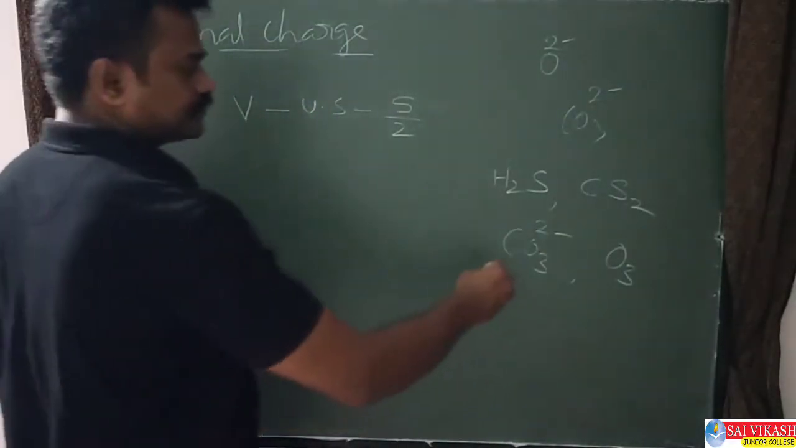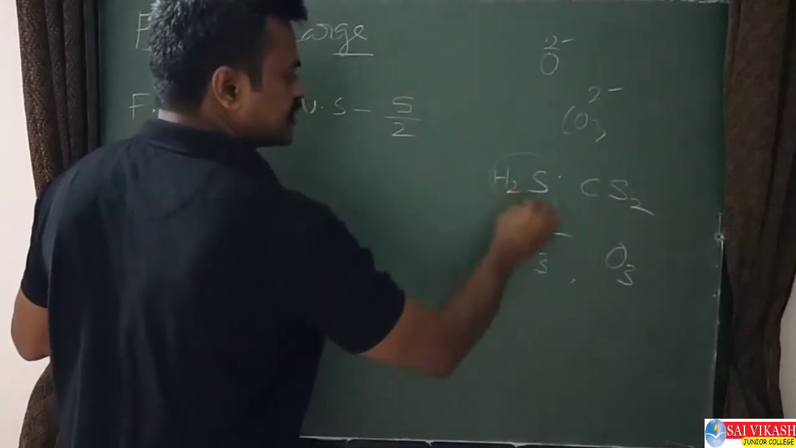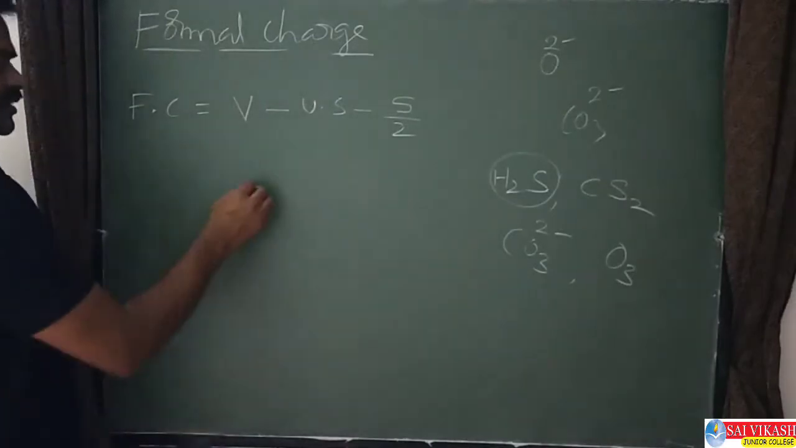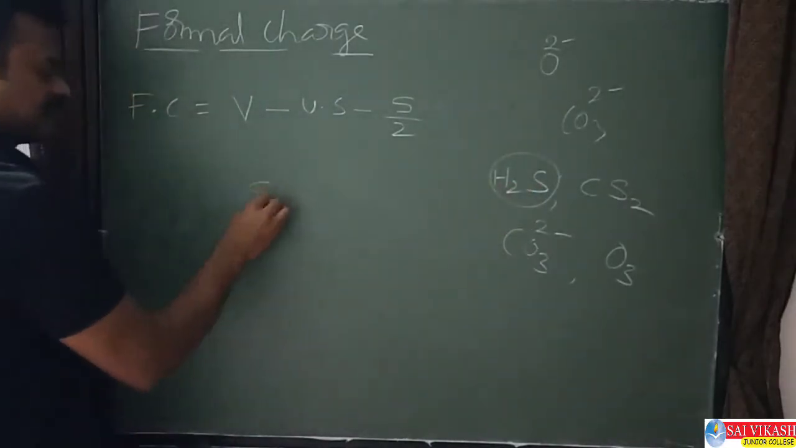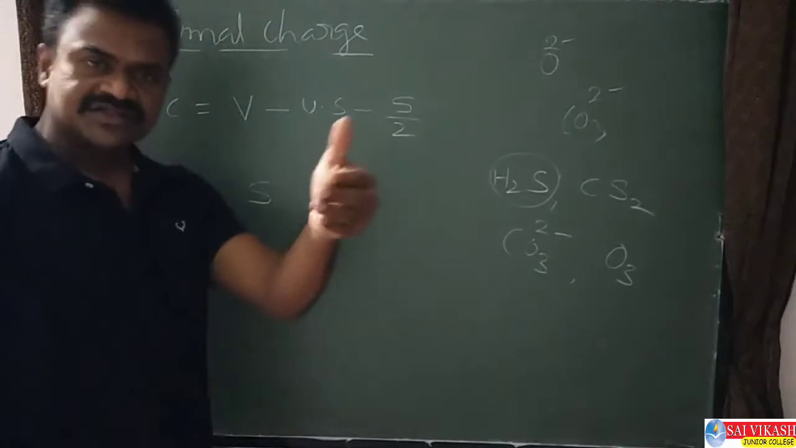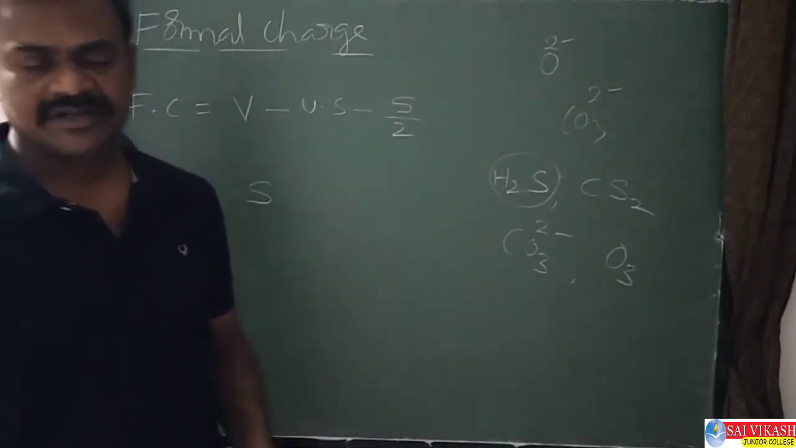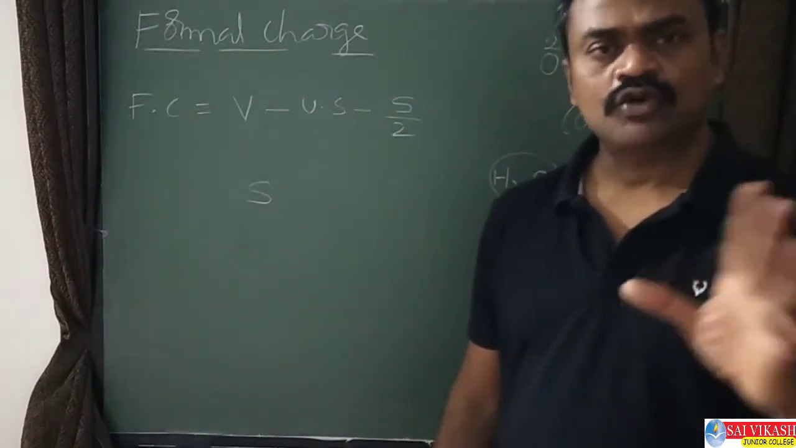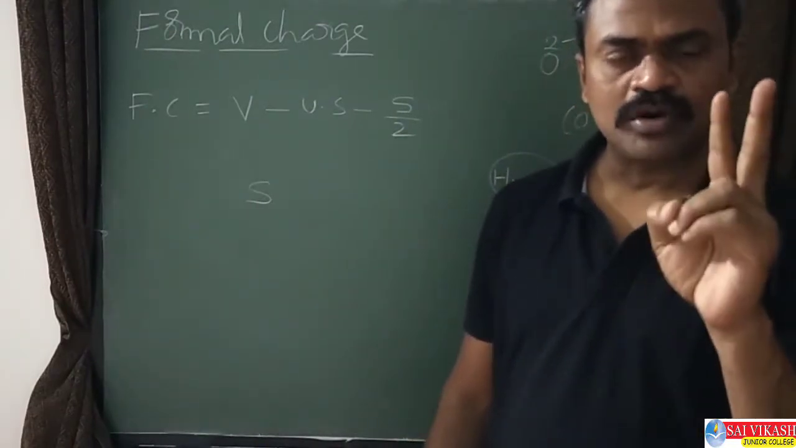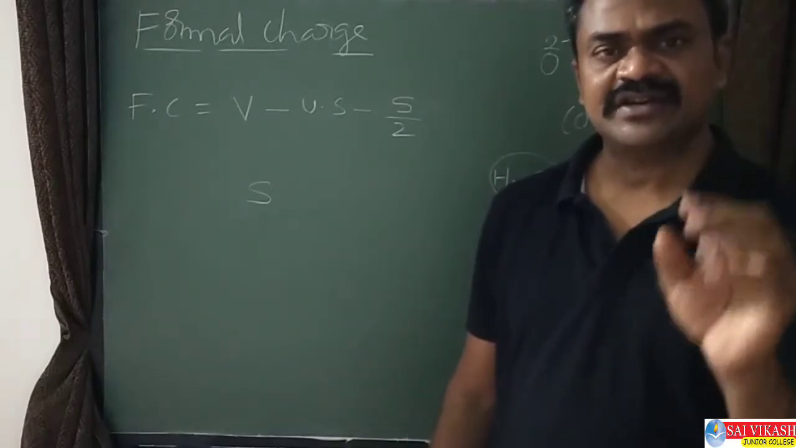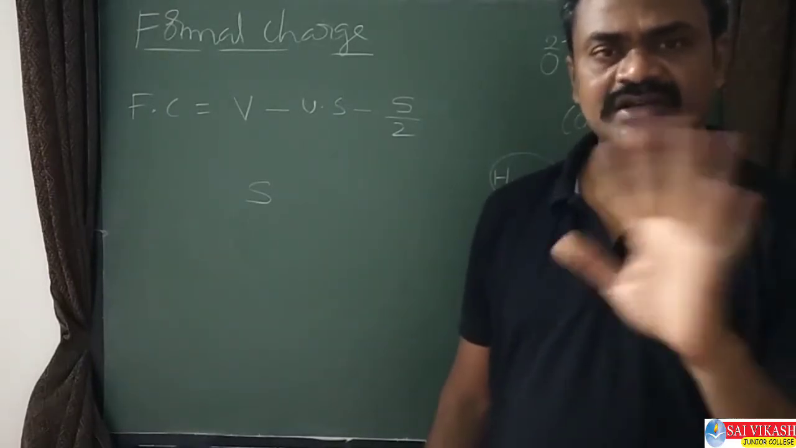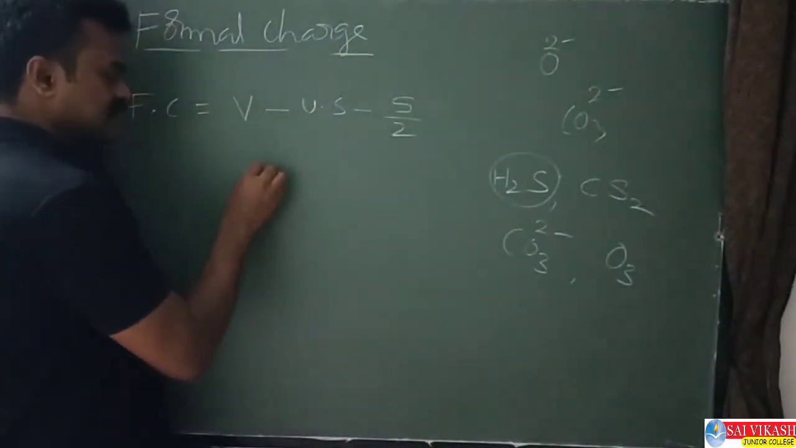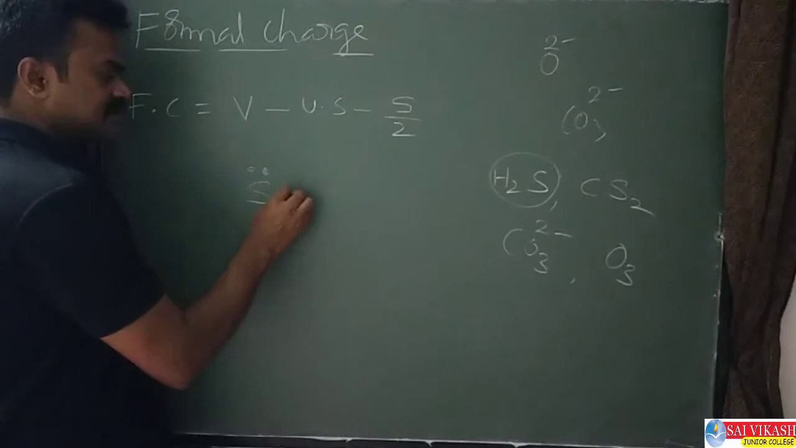First of all, I am explaining H2S. Let's write the structure of H2S. The central atom is sulfur. We know sulfur is below oxygen in the periodic table, so whatever the oxygen Lewis dot structure is, sulfur will be the same. In yesterday's class I gave the Lewis dot structure for oxygen. Sulfur has 2 lone pairs and 2 bond pairs.